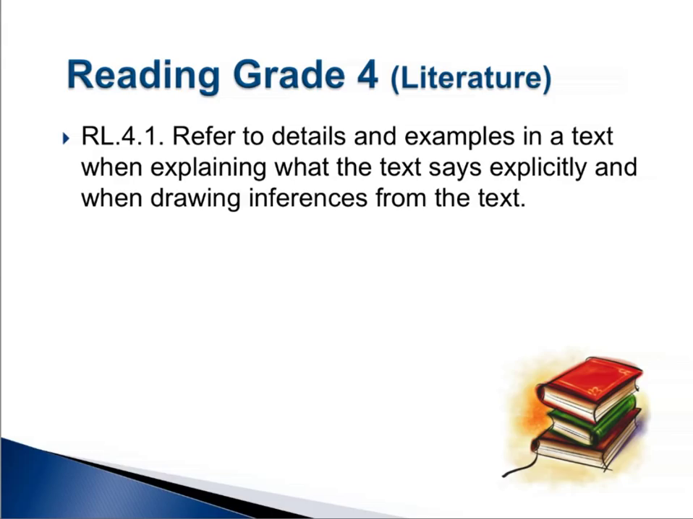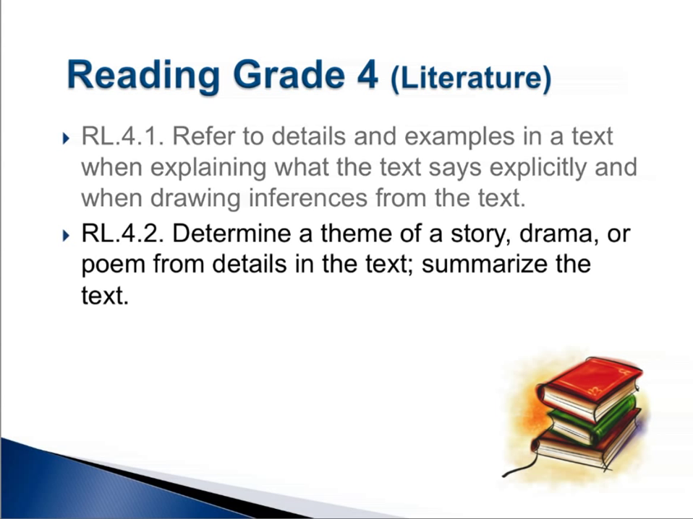So on reading literature 4.1: refer to details and examples in a text when explaining what the text says explicitly and when drawing inferences. You can see that in a literature circle setting, the kids are going to need to refer to the text in order to support their opinion about what they believe is going to happen, their predictions, their inferences, and so on. So that's clearly in there.